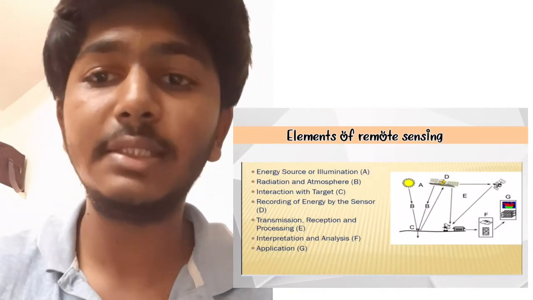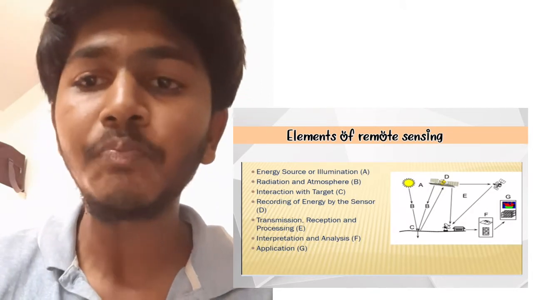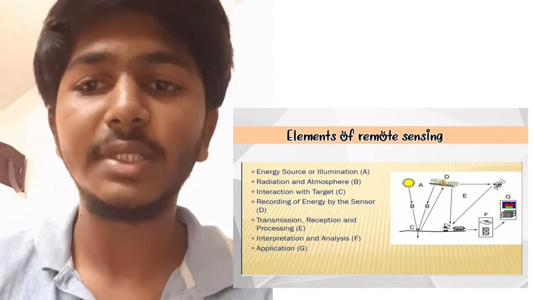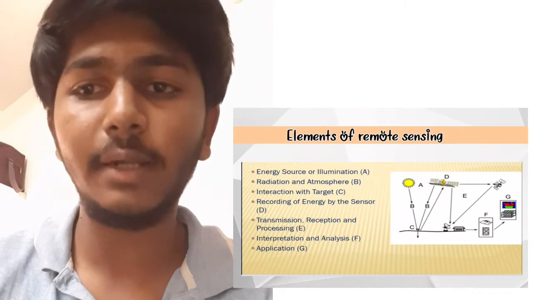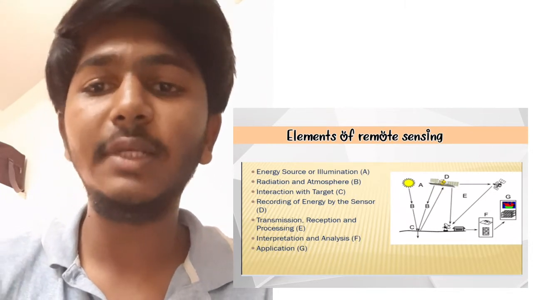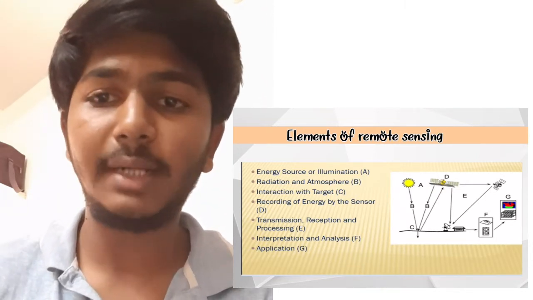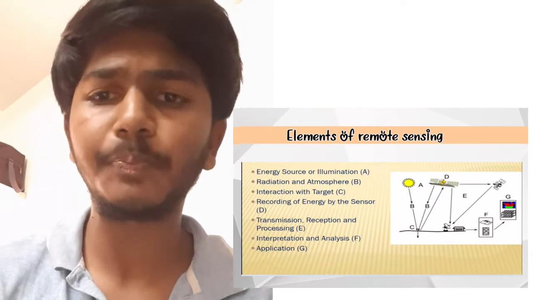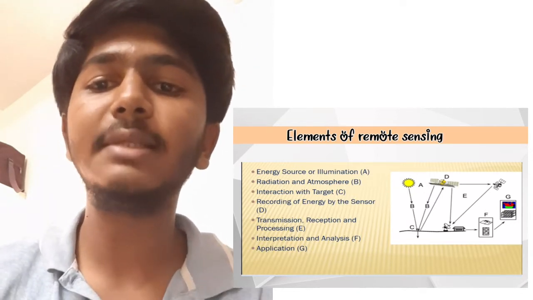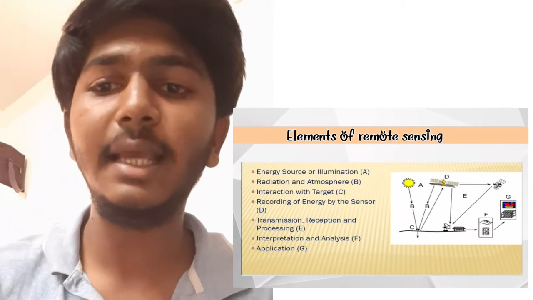A denotes the energy source or illumination, and B radiation and the atmosphere. C, interaction with the target. D, recording of energy by the sensor. E, transmission, reception, and processing. F, interpretation and analysis, and G, applications.